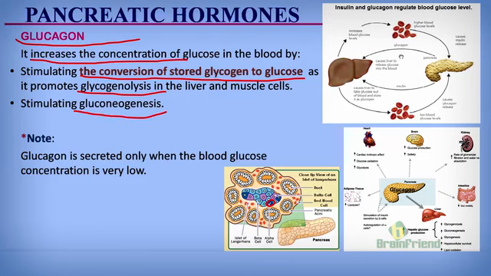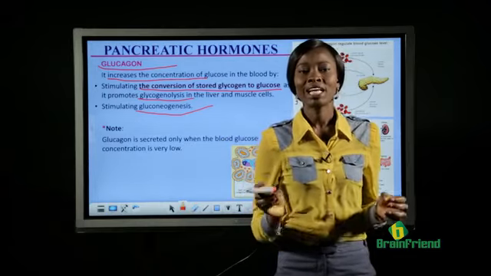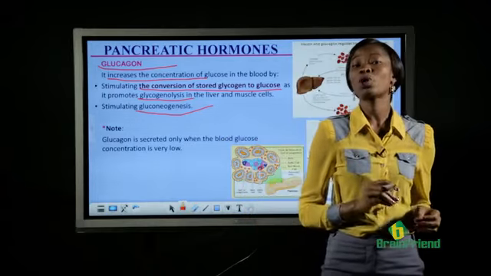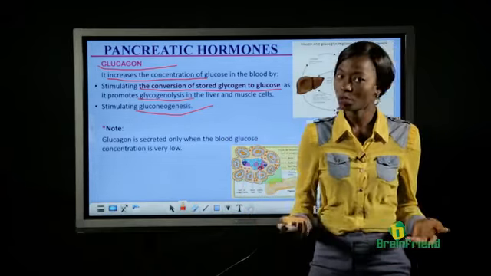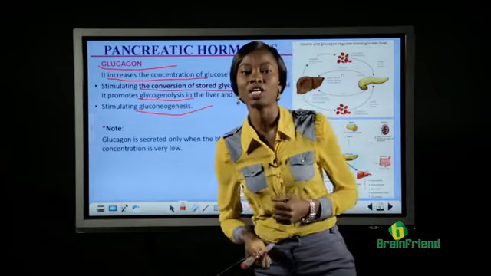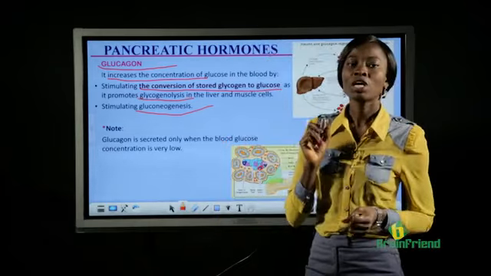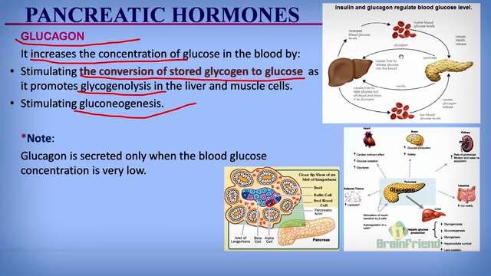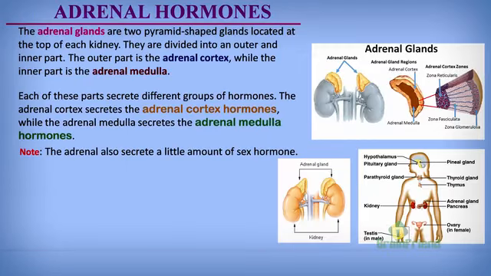Gluconeogenesis, as I said earlier, is the conversion of non-carbohydrate molecules in the body into glucose, which is used for energy. When do you think glucagon will be secreted in the body? It will be secreted when the concentration of glucose in the blood is lower than it should be. Glucagon will come into action and cause the blood glucose concentration to increase. It performs several other roles in the body.